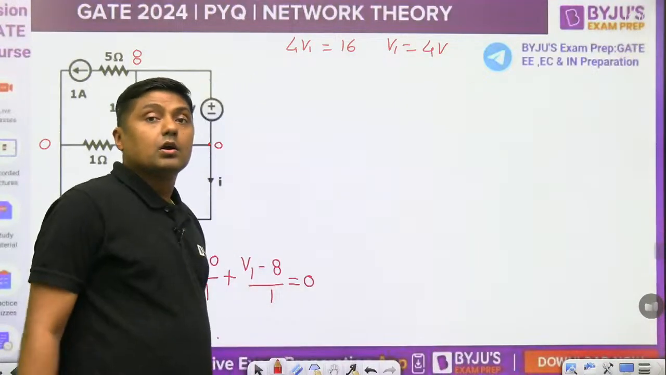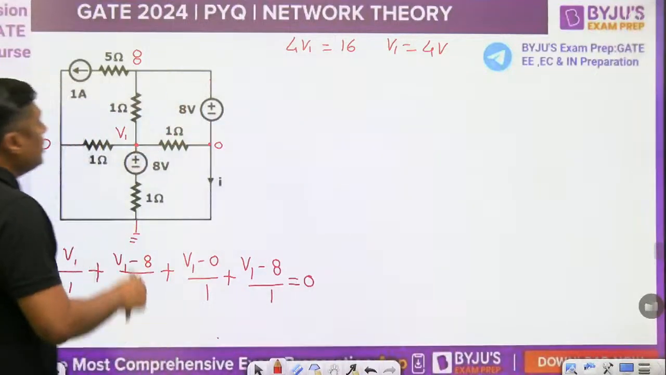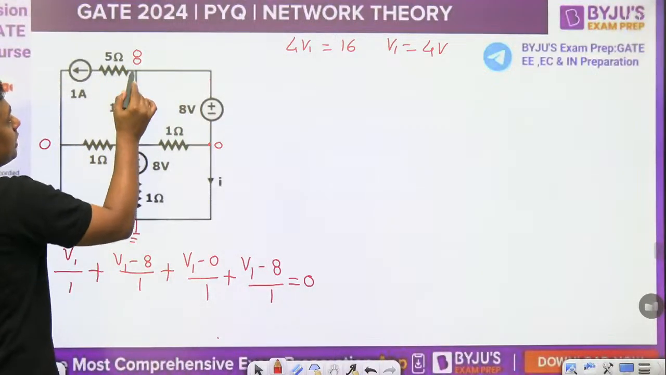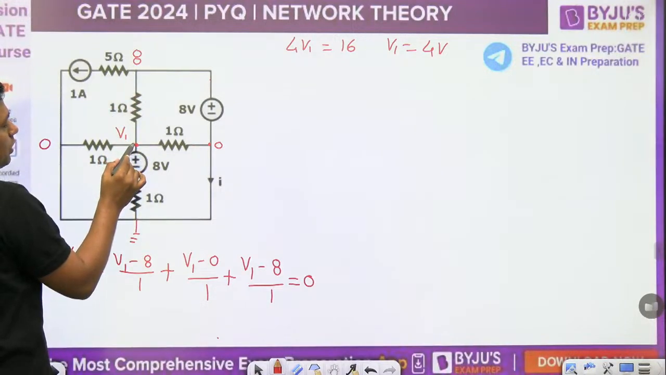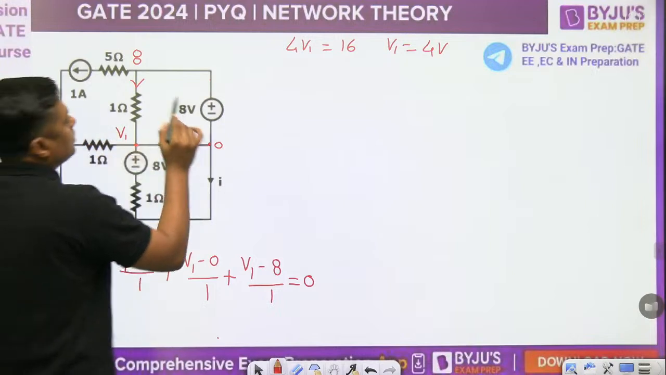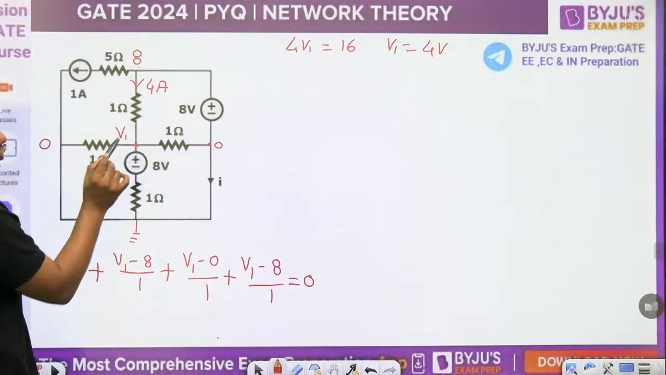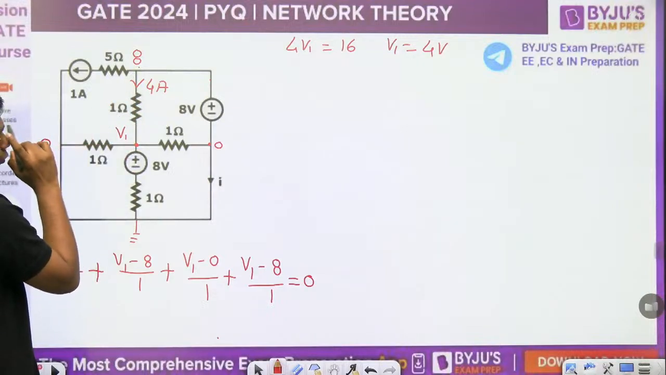Yes. Now, if you have the value of V1, then you can find the current. Watch this. Because it is a higher voltage and a lower voltage, there will be current in this direction. 8 minus 4 upon 1. What is the current here? 4 ampere. 8 minus 4, because V1 is 4, so 8 minus 4 upon 1, that is 4 ampere.